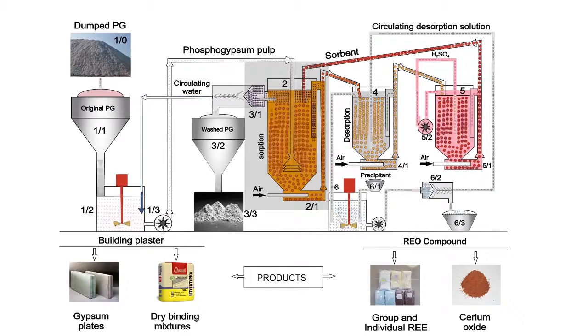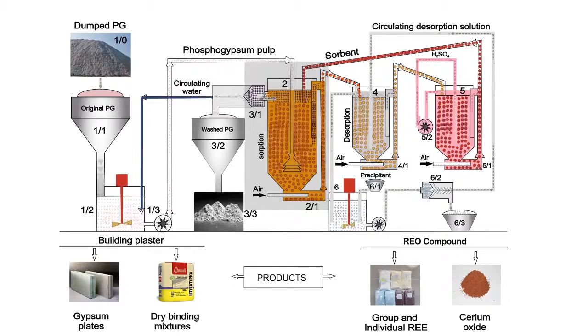The sorbent, saturated with REO, is accumulated at the bottom of the column 2, and via airlift, position 2-1, is unloaded to desorption column, position 4, while phosphogypsum pulp, purified from impurities and REO, exits from the top of the column to a solid-liquid separating unit.